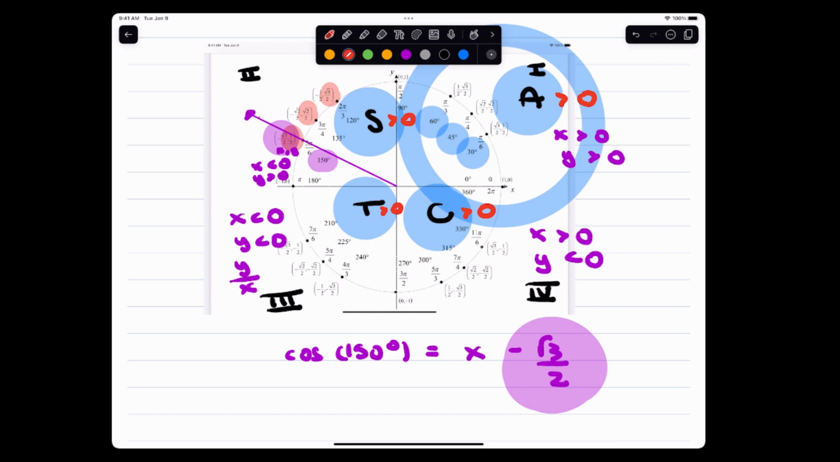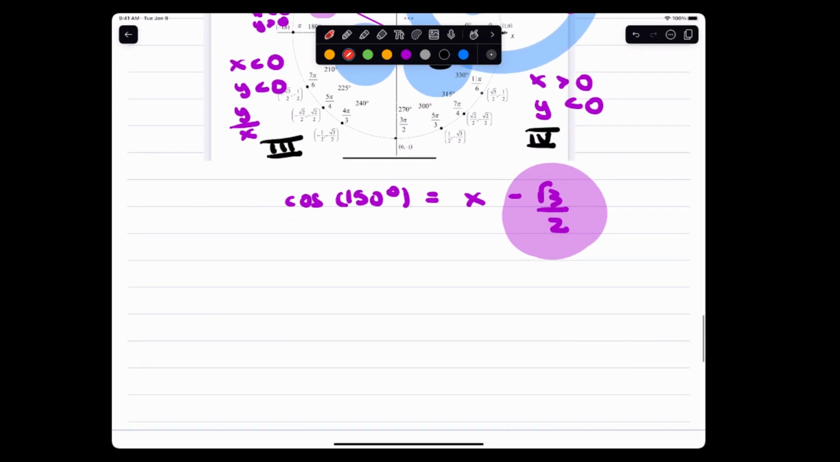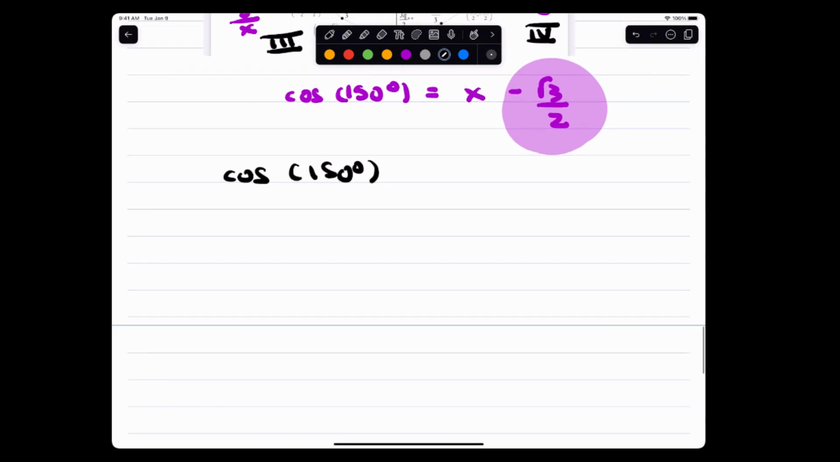All right, you guys okay with this? So if I go back to the original question, you say, Mr. Judge, what does this have to do with trying to evaluate cosine 150 degrees? Well, first of all, I want you guys to answer this question here.